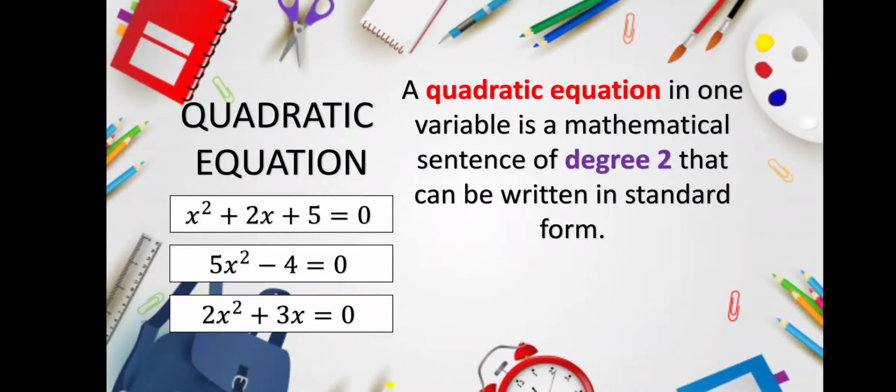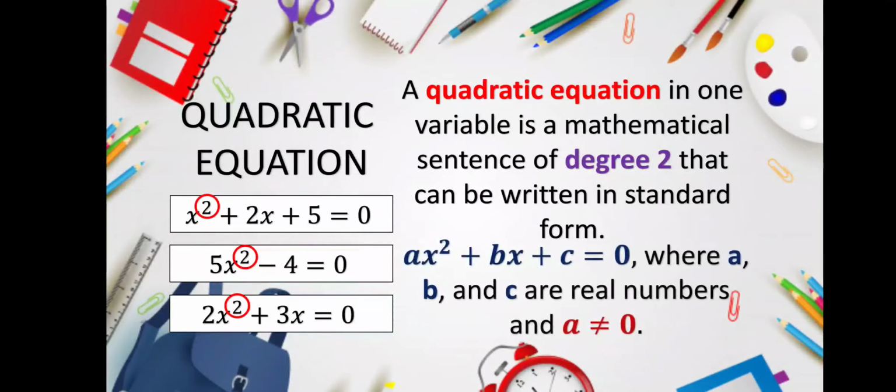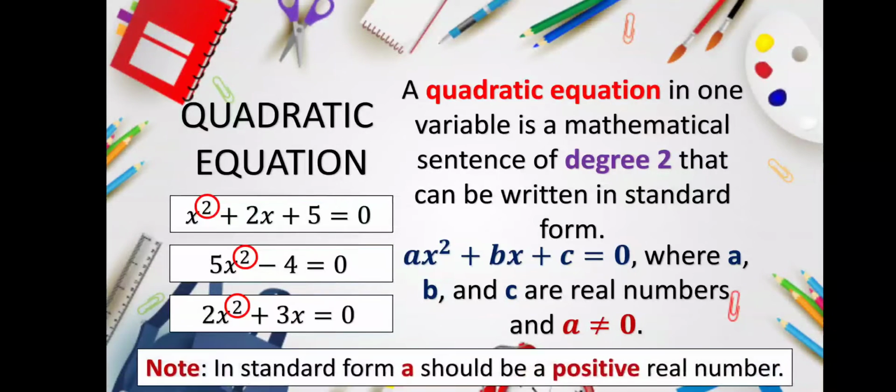A quadratic equation in one variable is a mathematical sentence of degree 2 that can be written in standard form. So that is degree 2, meaning to say you have 2 as the highest exponent in the given equation. So the standard form is ax squared plus bx plus c is equal to 0, where a, b, and c are real numbers and a must not be equal to 0. Note that in standard form, a should be a positive real number.